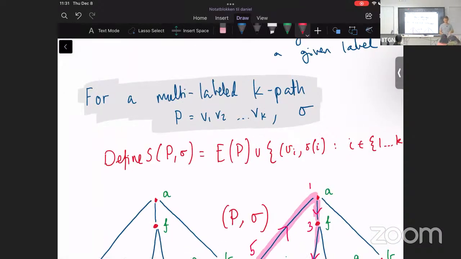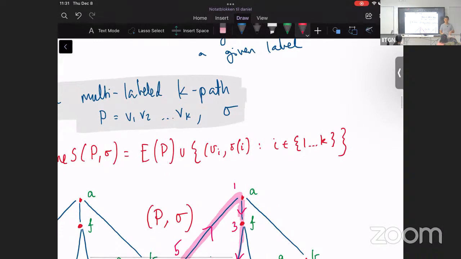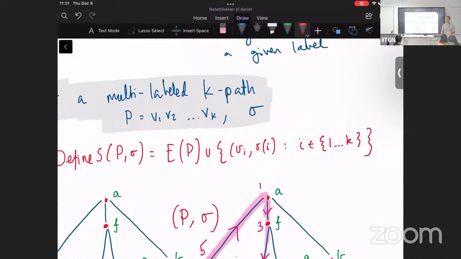The set S(P, sigma) would be K minus 1 edges in the path, plus for every vertex in the path there will be a label, so it will be K minus 1 plus K, exactly. The size of S(P, sigma) is K minus 1 plus K.